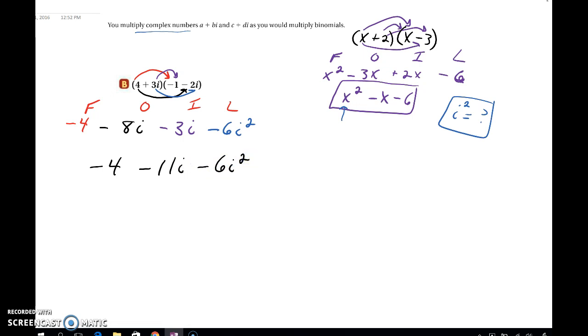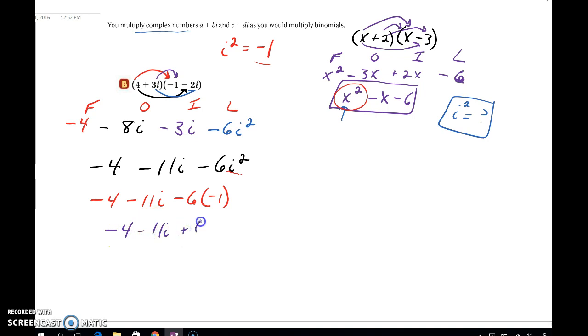Right, now, what does i squared equal to? Right, i squared is equal to negative 1. So where we see this i squared, we can write negative 4 minus 11i minus 6 times negative 1. Right, so this is the only difference, is now there's one more step to it, because unlike this x squared where it doesn't equal anything, this i squared is equal to negative 1. So negative 6 times negative 1 gives me a positive 6. So it's negative 4 minus 11i plus 6. And then we'll combine our like terms of negative 4 plus 6. So it's 2 minus 11i.